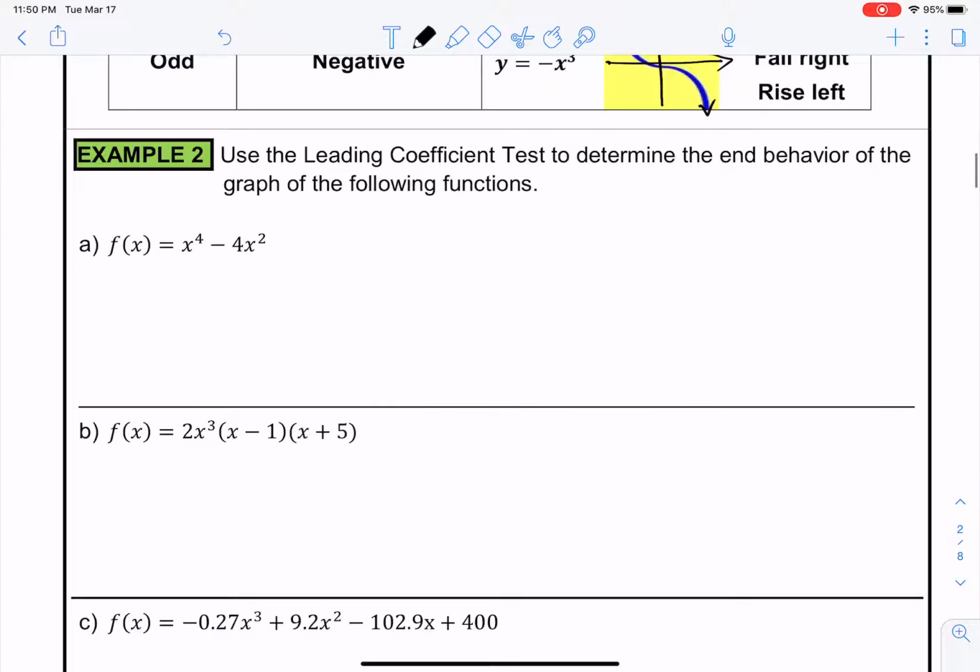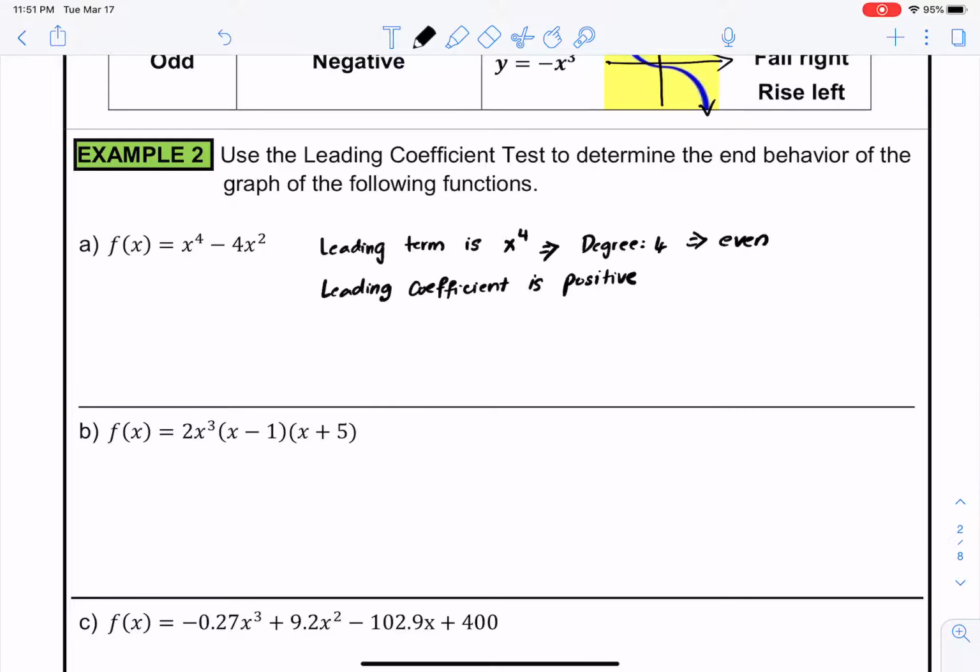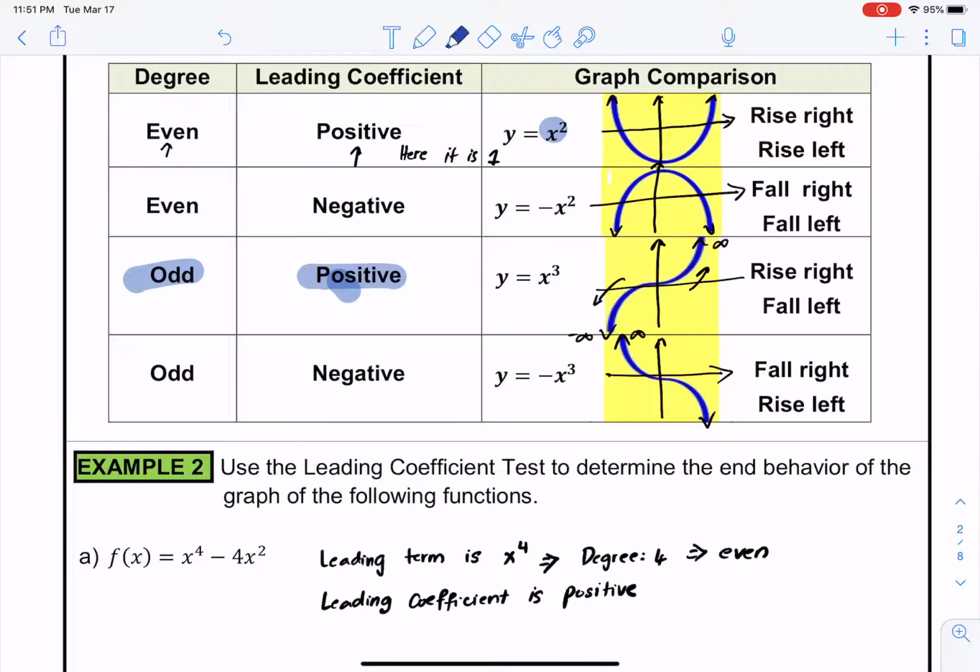So we want to use this leading coefficient test to determine the end behavior of the graph of the following functions. So here the leading term is x raised to 4, which would imply a degree of 4, which obviously is even, and the leading coefficient is positive. So we could go back up here. So even degree and leading coefficient is positive. The end behavior is rise right and rise left.